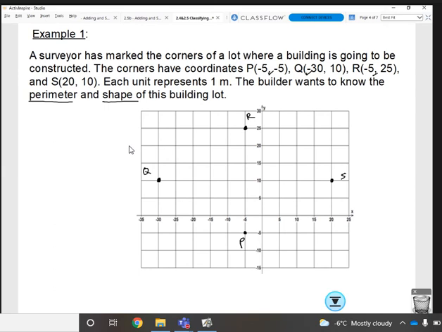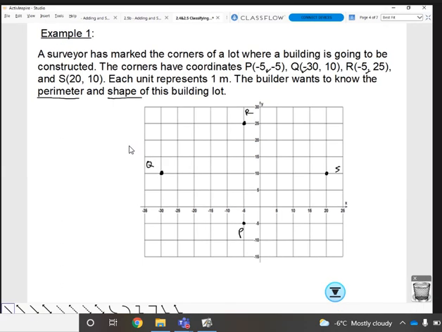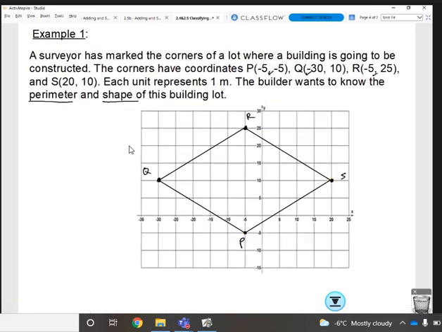And with a straight edge, I'm going to go ahead and try my best to connect the dots here. Take a moment to connect those dots.